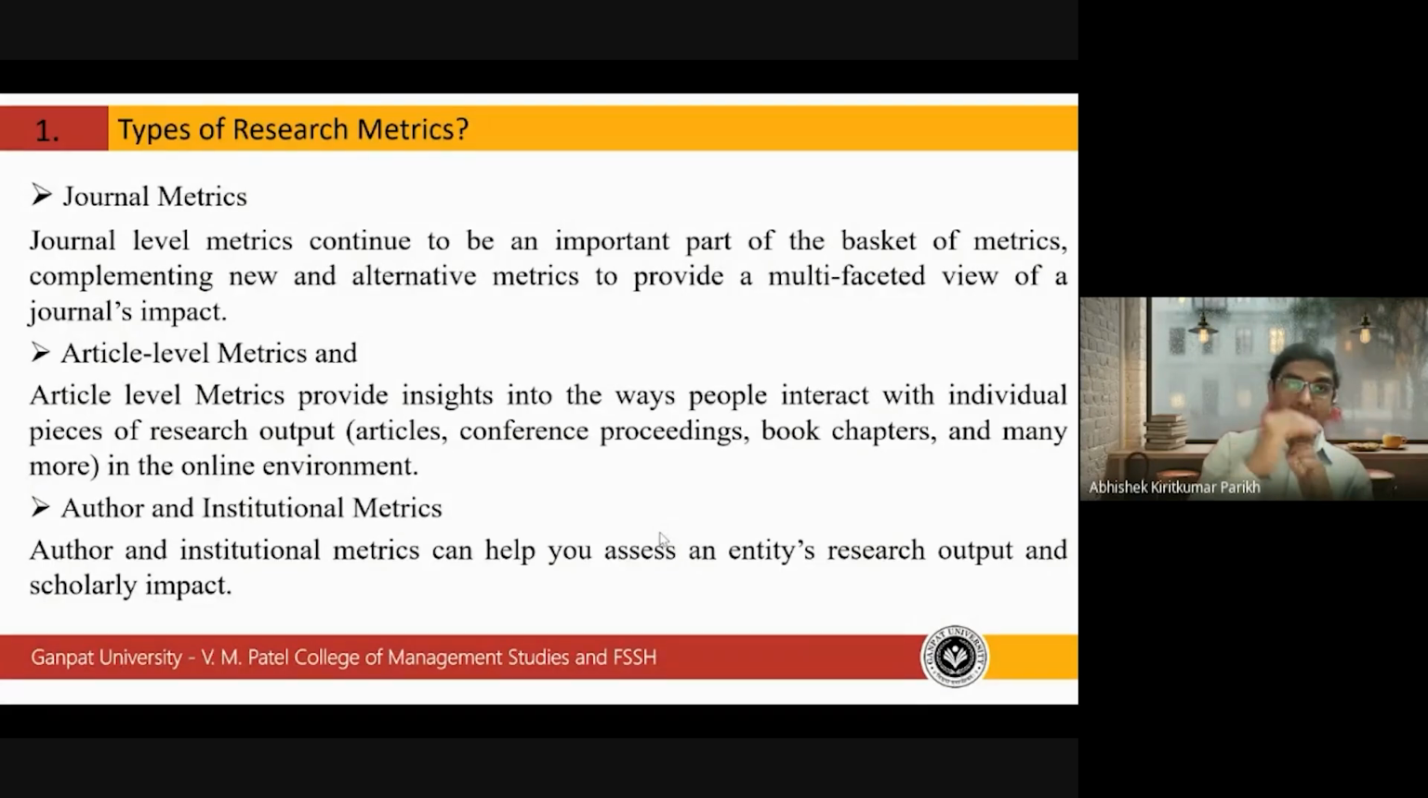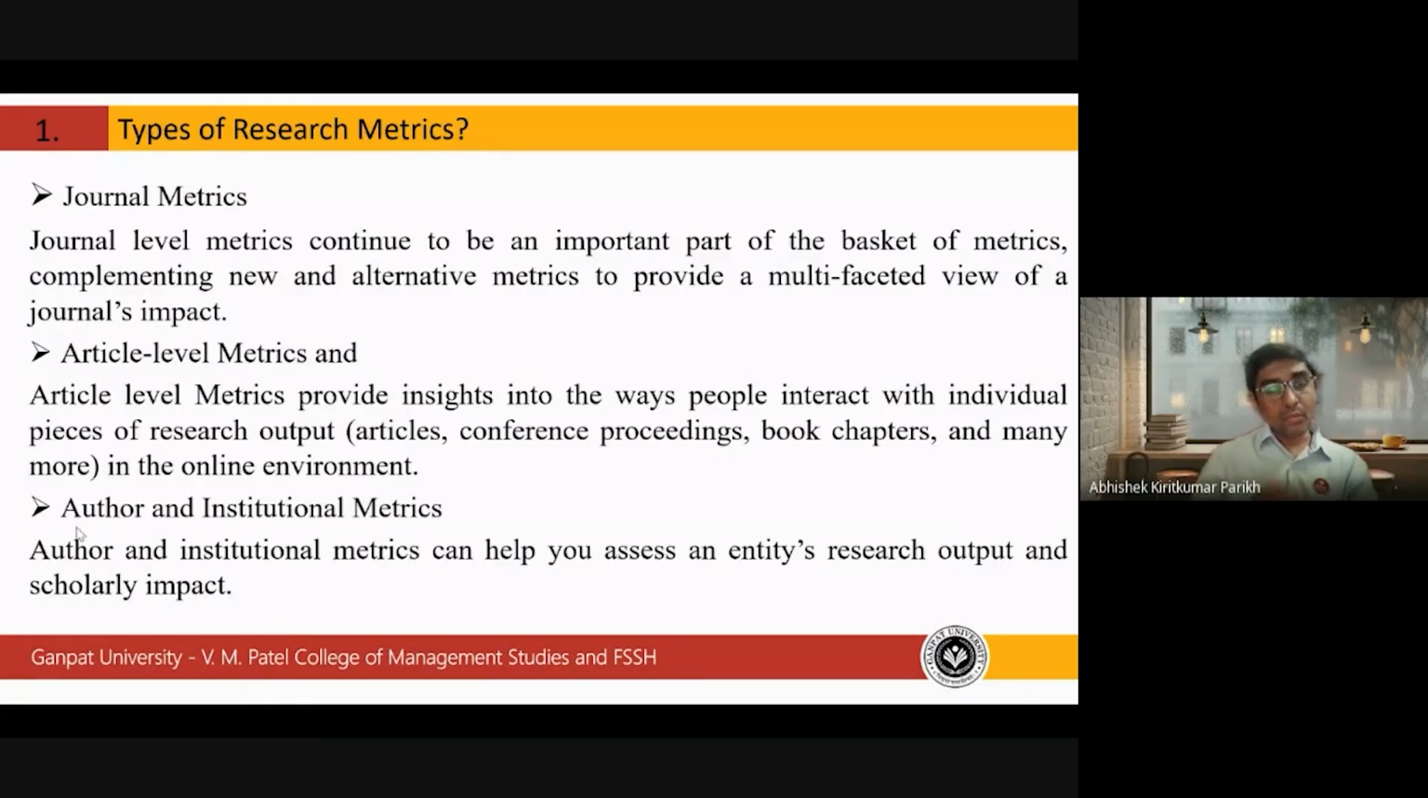So there may be general matrices, there may be article level matrices, there may be author and institutional level matrices. Now, most of the researchers are very much interested in the author level. So we'll discuss this author level in a bit of detail with some examples. I will share my Scopus profile or Web of Science or Google Scholar profile, or 1 or 2% from the participants also, because I'm sure that out of 80 participants there may be 5 to 10 participants who may be having a good research profile. So we'll discuss that also, right?